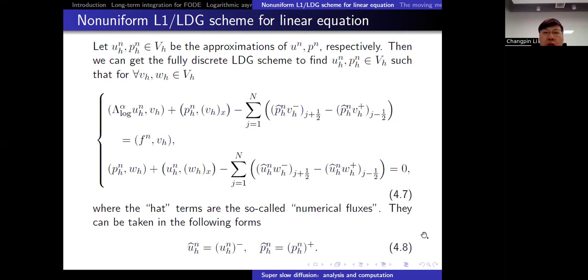We can get the fully discrete LDG scheme. This is for the time derivative, and the rest for the space derivative. Here the hat terms are so-called numerical fluxes. Such a choice is not unique. Here, for example, it can be u_h^+ and u_h^-.